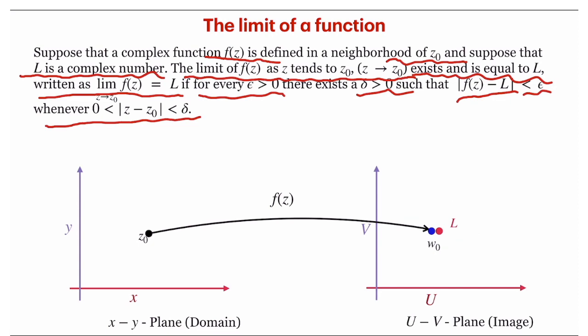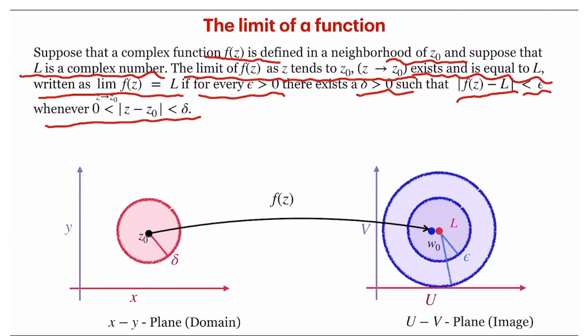Let L be the limit, and then we construct a neighborhood with a given radius epsilon. Then we can construct a neighborhood around z0 with radius delta such that whenever the function value is in the neighborhood of L, the domain point is inside the neighborhood of z0 with radius delta. You can choose epsilon. It is up to you. If you make it bigger or smaller, the delta would be bigger or smaller.